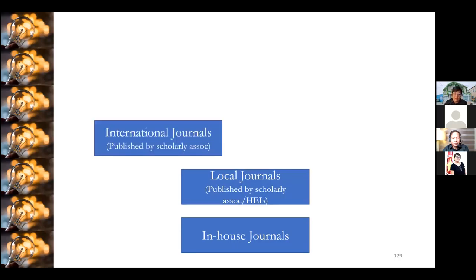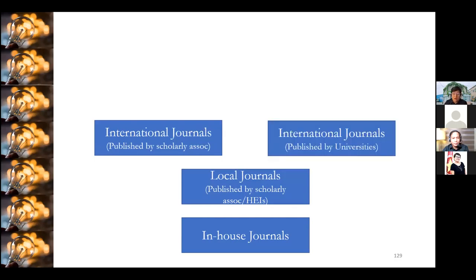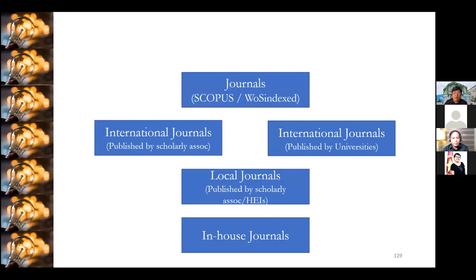We also have what we call international journals, both published, or which can be published rather, by scholarly associations and by universities. And of course, here in the Philippines, our aim will always be publications which are indexed in Scopus or Web of Science. Because here in the Philippines, and of course in other Asian universities, Scopus and Web of Science are basically factors when we talk about quality research publication.